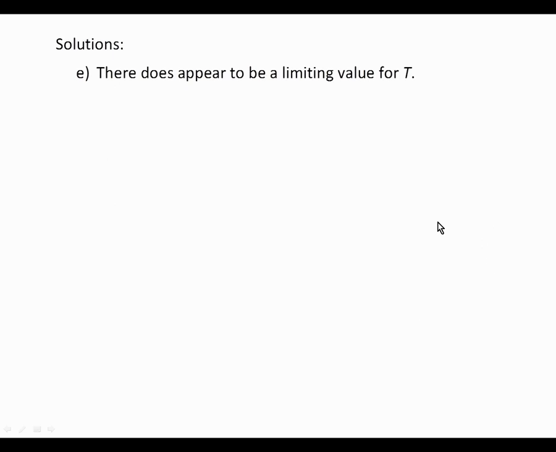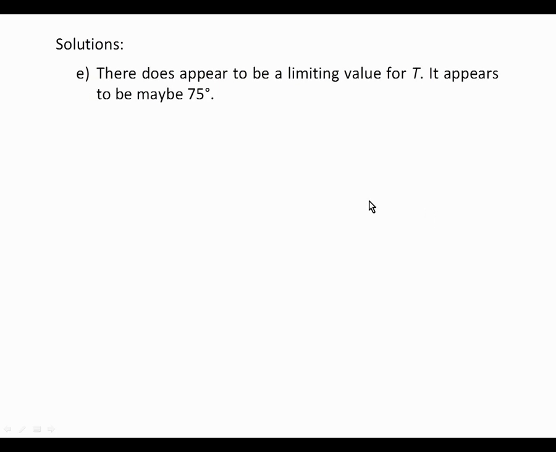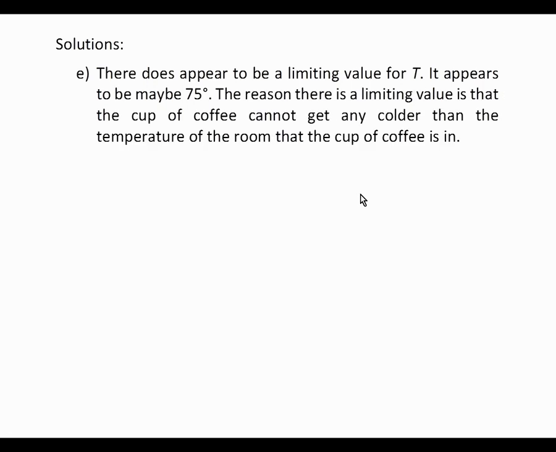Okay, there does appear to be a limiting value for T. And again, when we looked at it, it appeared to be around 76 degrees, maybe even 75 degrees. So it appears to be maybe around 75 degrees. Now, why is that possible? The reason there's a limiting value is that the cup of coffee cannot get any colder than the temperature of the room. So it's kind of like the temperature of the surroundings. That's actually called the ambient temperature.